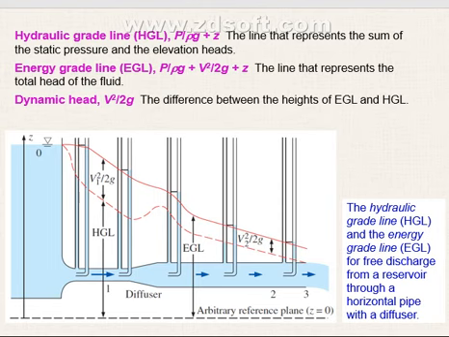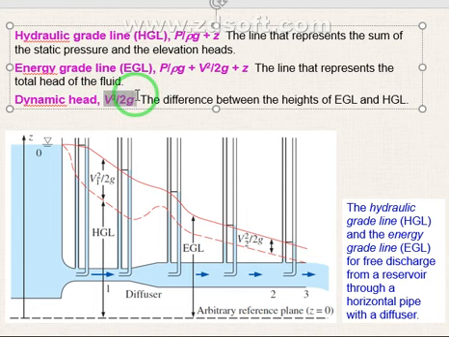Number two, when we have velocity zero, EGL will equal HGL because this term, the dynamic head, is going to be zero. So when we have velocity zero, the value will be zero. The HGL will equal EGL here at this point. Very simple, very logical.